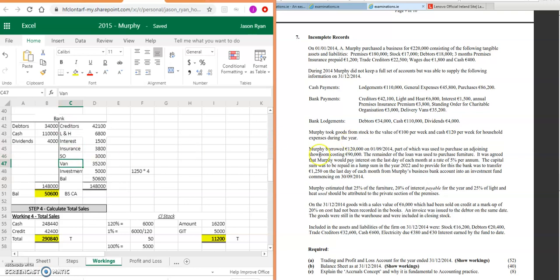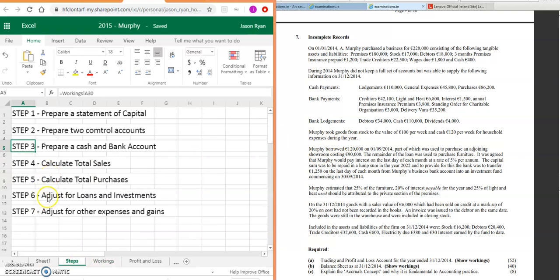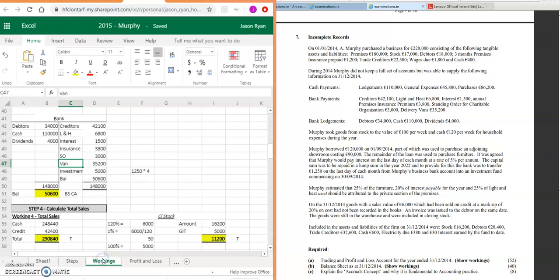Have a look in the question, because remember we have an adjustment here later on that says at step 6, adjust for loans and interest, or loans and investments. So have a look in the question to see, do we have any investments? So down here we will see that the capital sum was repaid in lump sum in the year 2022, and to provide for this the bank was to transfer 1,250 on the last day of each month from Murphy's business bank account into an investment fund.